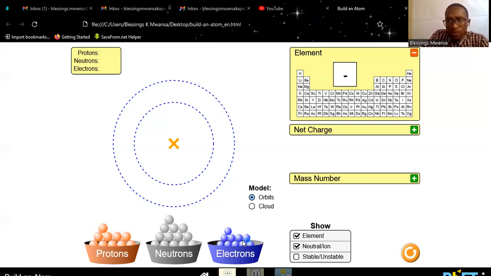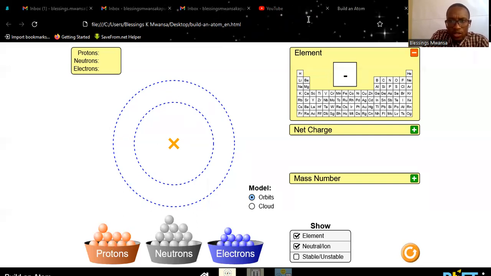So according to the information on the atomic structure, we should know that protons and neutrons are located in the nucleus, and electrons are found orbiting around the shells or the energy levels. So for example, we want to build a hydrogen atom. How can we build a hydrogen atom?